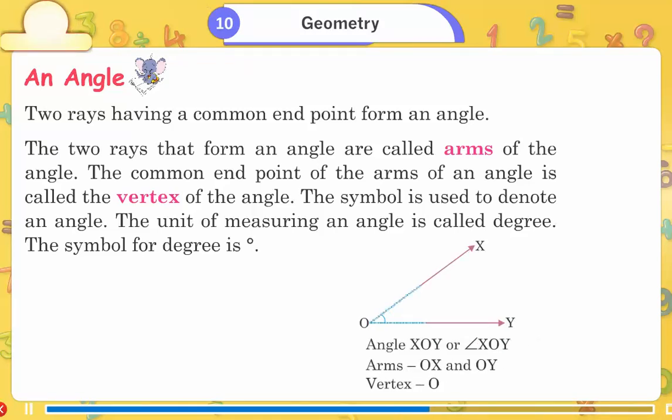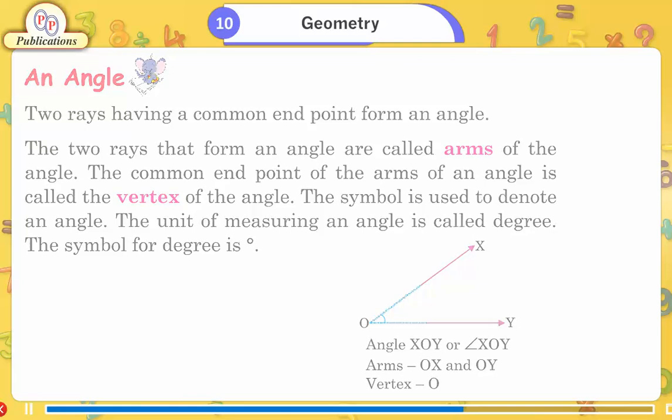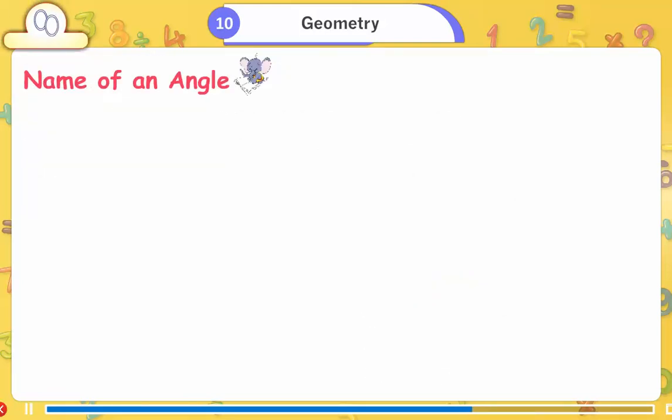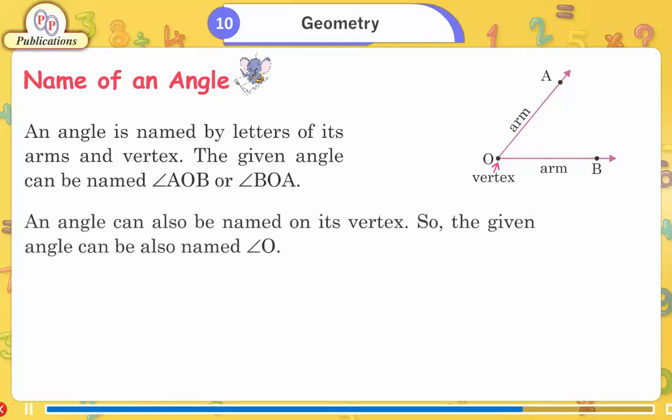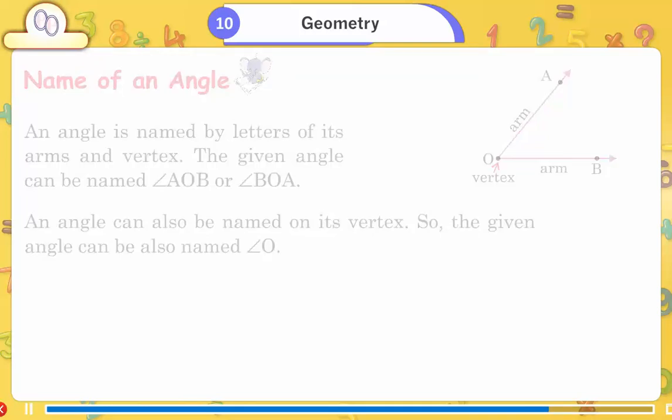Angle XOY or angle YOX. Arms OX and OY. Vertex O. Name of an angle. An angle is named by three letters of its arms and vertex. The given angle can be named angle AOB or angle BOA. An angle can also be named on its vertex, so the given angle can also be named angle O.